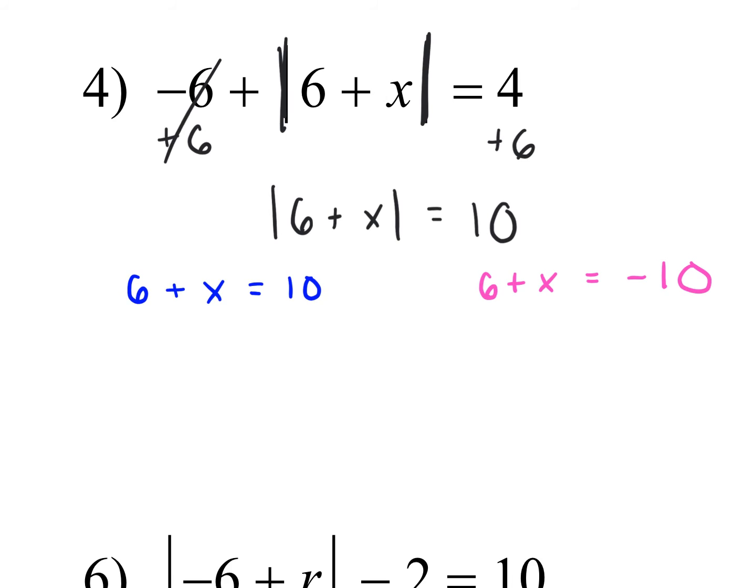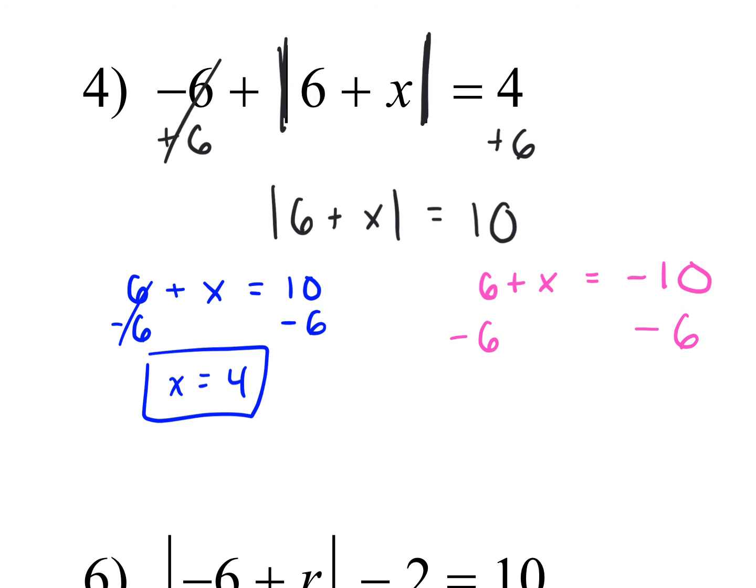So my positive one, the blue equation on the left, how do I solve for x? Subtract 6 on both sides. So I get x is equal to what? 4. Awesome. And then my second equation, what do I need to do? Same thing, subtract 6. So what's negative 10 minus 6? Negative 16. So my two answers are 4 and negative 16. Any questions here?